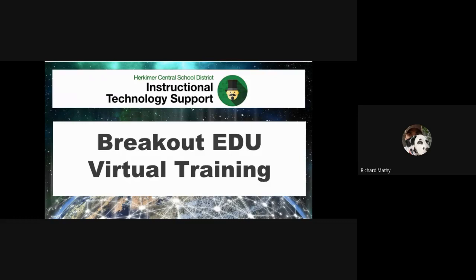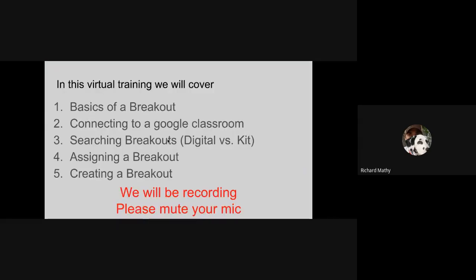We are going to be talking about a few things here today, and let's go ahead and get started right away. In this training, we're going to be talking about the basics of what a breakout is. We're going to talk about connecting to a Google Classroom, how it's not a straight connection, but it is somewhat of a hybrid connection to Google Classroom. We're going to talk about searching breakouts and the difference between a digital and a kit breakout. We're going to be using mostly digital since kits require physical things for the kids to touch, and that's something that we don't want to do. We're going to be talking about how to assign a breakout and also creating a breakout, where either you or your students can create a breakout.